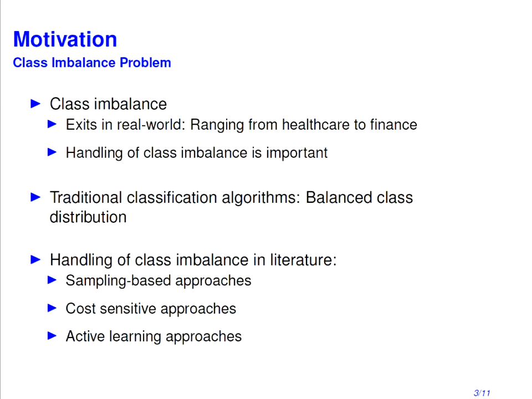We see that in the literature, class imbalance is mostly handled through sampling based approaches, approaches which modify the cost function, and active learning approaches. Here we will be dealing with sampling based approaches, in which the imbalanced dataset is resampled to achieve some level of class balance so that traditional classification algorithms can be applied.